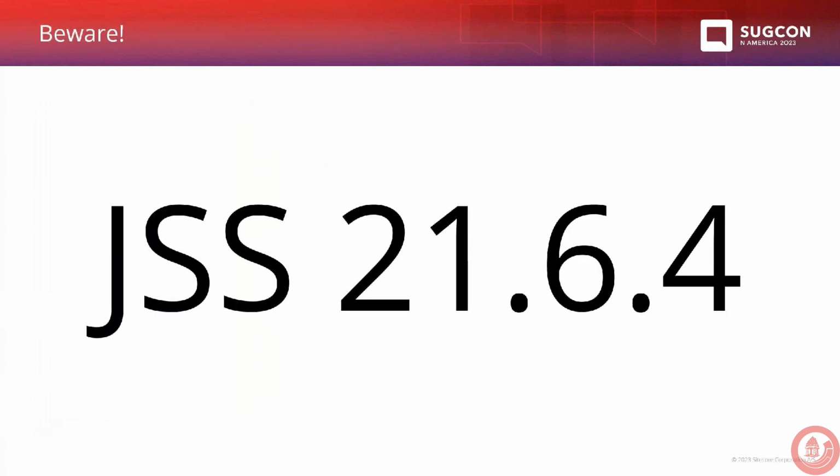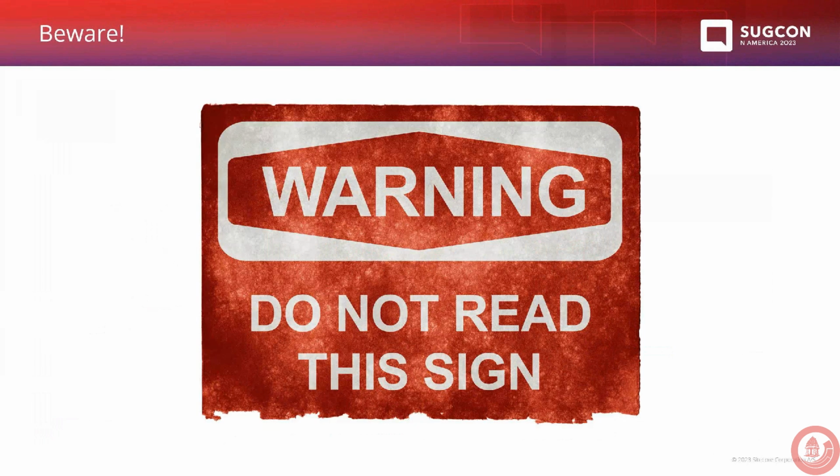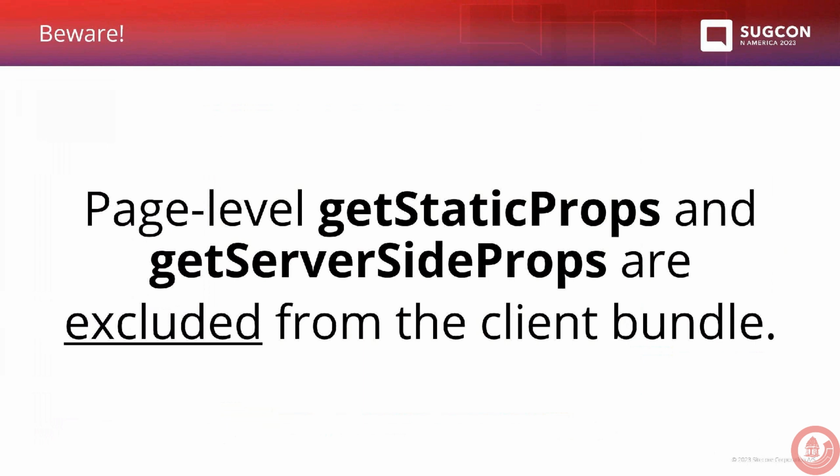So this is all great, but there's one thing to be aware of. If you are using a version of JSS before 21.6.4, pay very close attention to what I'm about to say. There's a major bug in versions of JSS before 21.6.4. Page level getStaticProps and getServerSideProps are excluded from the code that's sent up to the browser. And this makes sense.